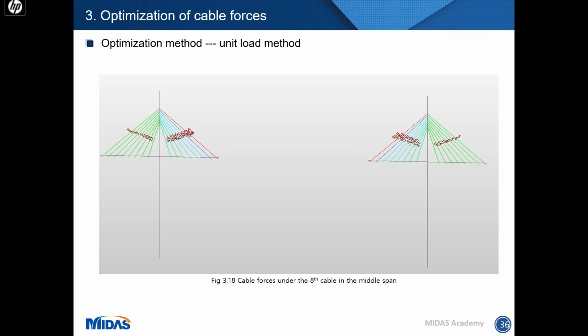However, in reality, these cables will not be in compression, because the cables already have some tension. So although tensioning the eighth cable causes some compression in the other cables, in total these cables should still be in tension, but the tension force could be reduced.